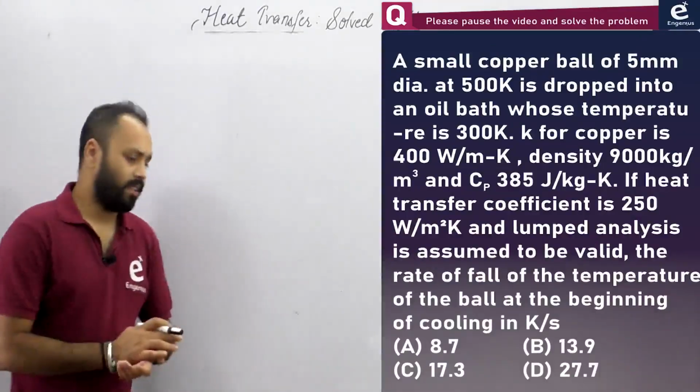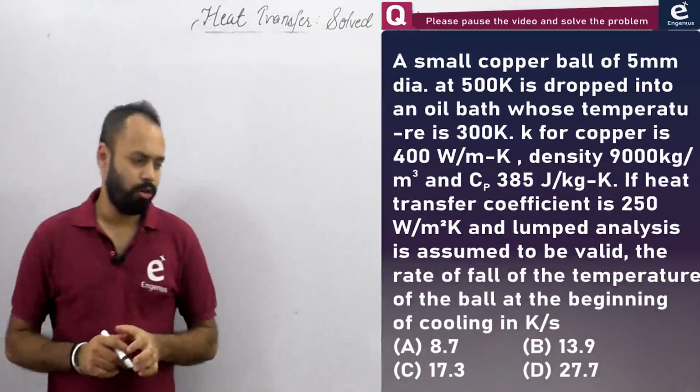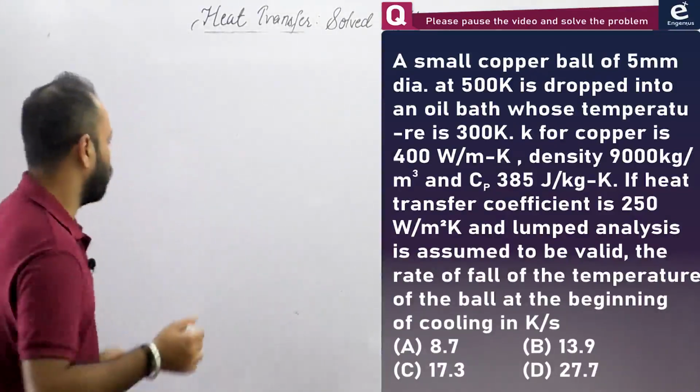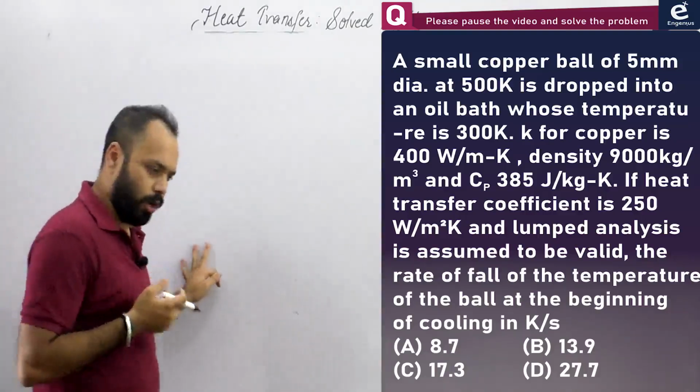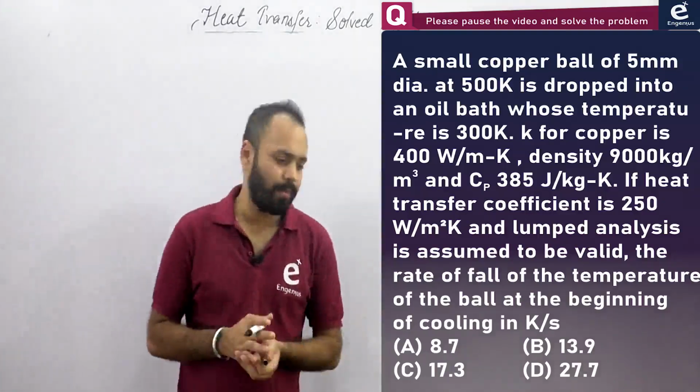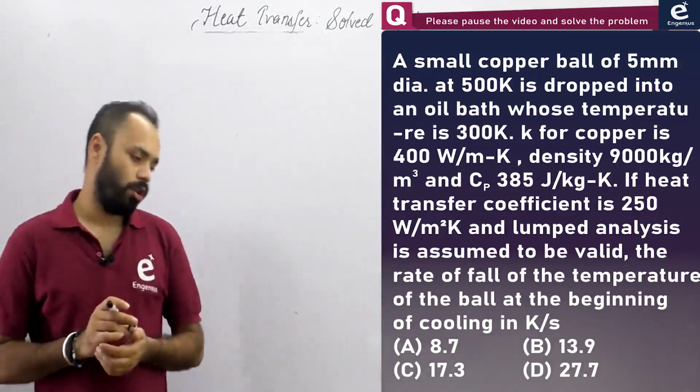Next question. It says a small copper ball of 5 millimeter diameter. Diameter is 5 millimeter. Let's read it once. At 500 Kelvin is dropped into an oil bath. So it seems that this is a lumped capacity problem whose temperature is 300 Kelvin.